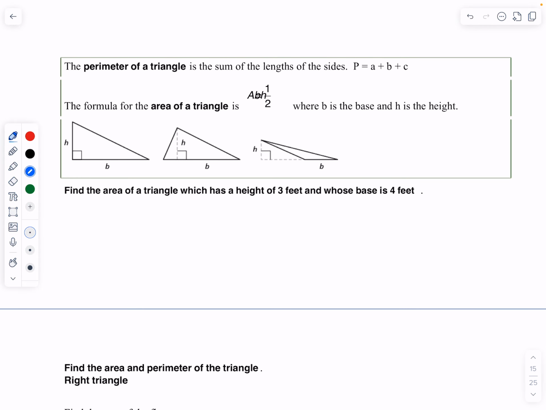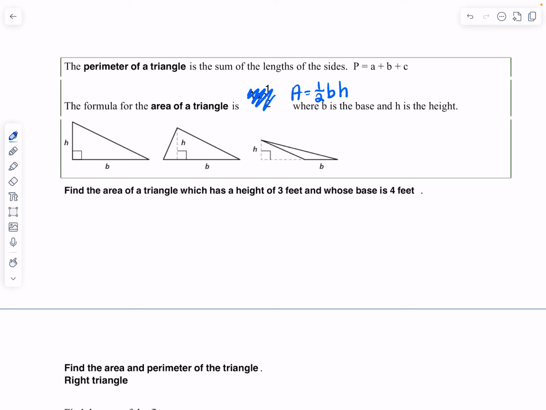Now let's talk about the perimeter of a triangle. So again, just add up the sides. Side A plus side B plus side C, right? The formula for the area of a triangle is area equals 1/2 base times height, where B is the base and H is the height.